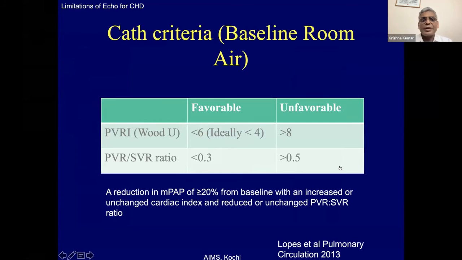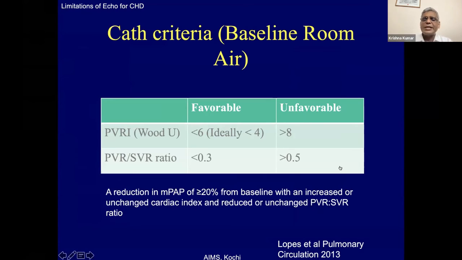And you have a spectrum of situations. You have PVR of ideally less than 4, you're very thrilled. Less than 6, you're perhaps okay, especially if the child is young. More than 8, you don't want to operate most of these patients. And you have the PVR/SVR ratio of 0.3 or more than 0.5 for unfavorable situations.